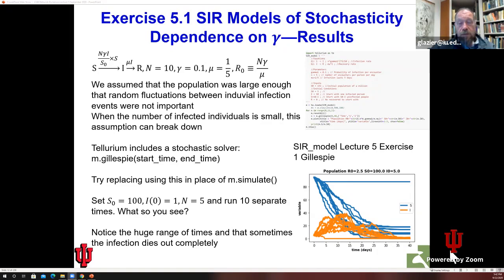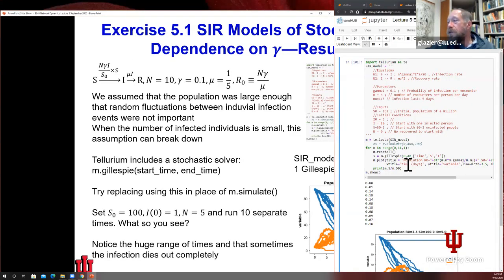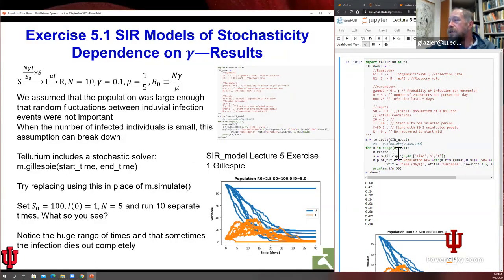Did everybody get something that looked like that? Did anybody say it's something that looked totally different? I can do that myself. Let's actually run. Let's do it here. Let me plot the deterministic one.